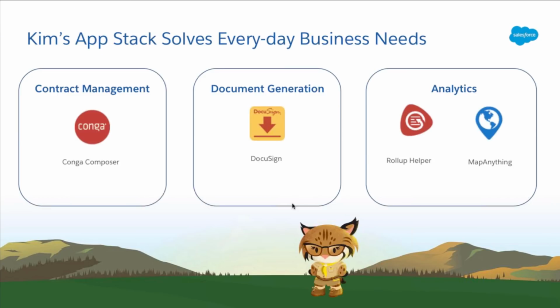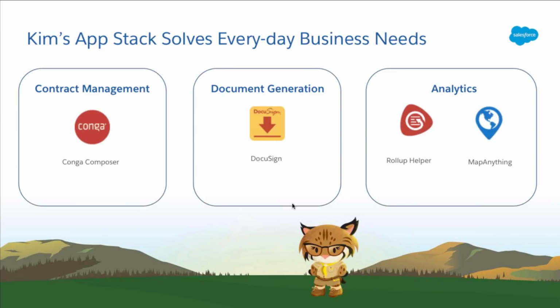So Rollup Helper is a really great tool because it kind of sits in the background. After you've built it, after you've set it, it just kind of runs for you. So with the native rollup fields in Salesforce, you can only go from child to parent. Well, with Rollup Helper, you can go child to child, child to parent, parent to parent. You can really expand that rollup capability across multiple objects, multiple records.